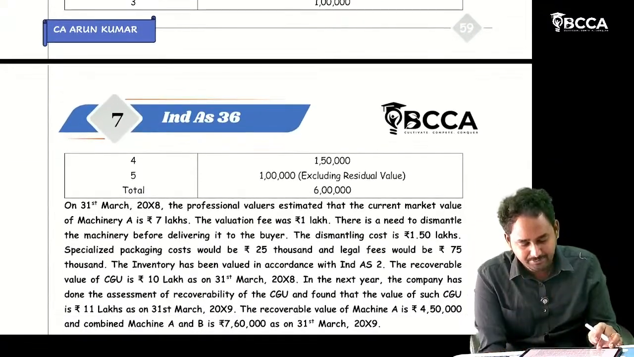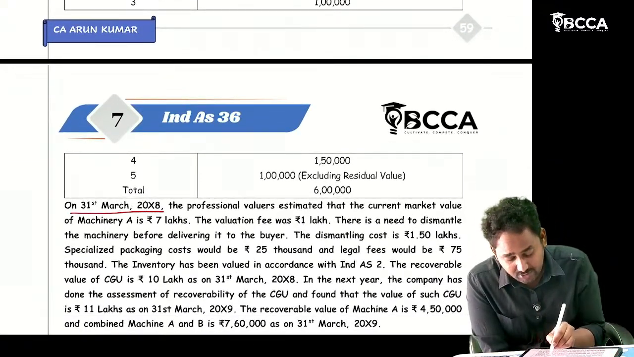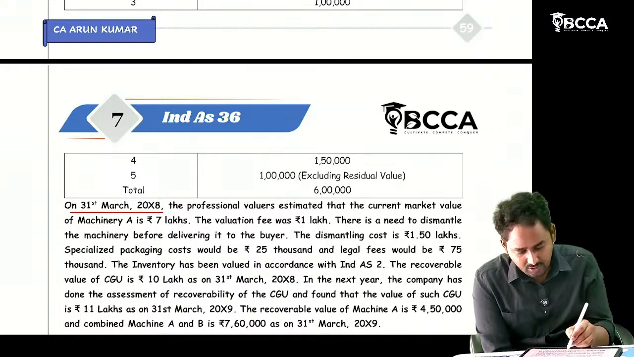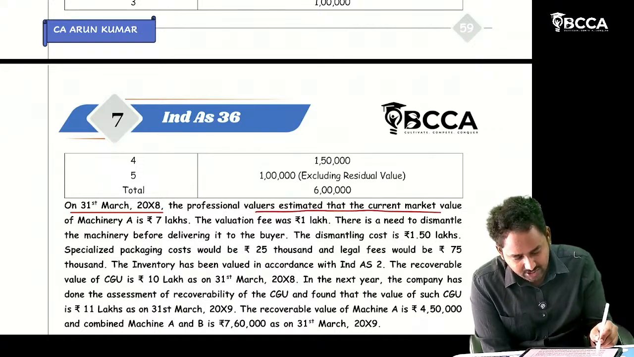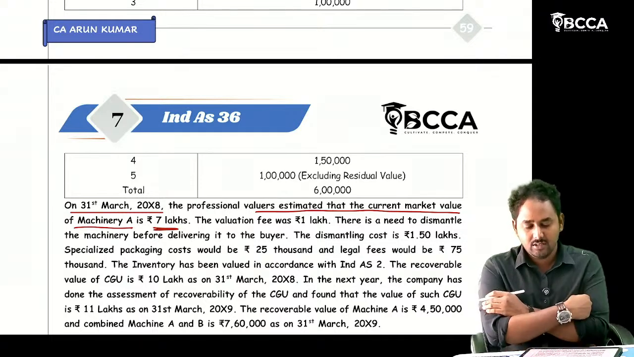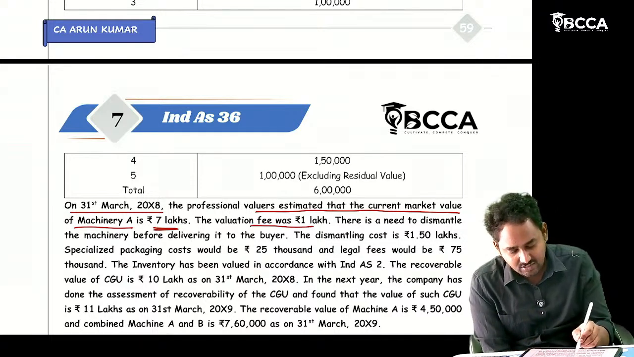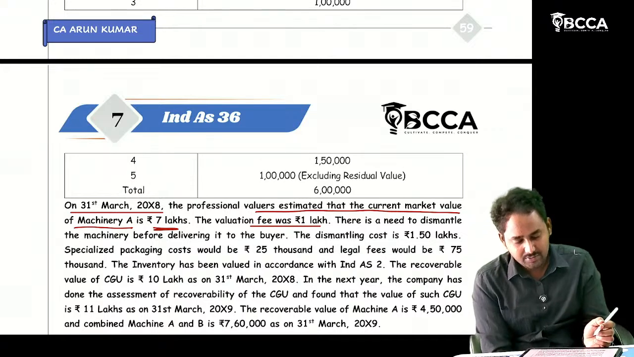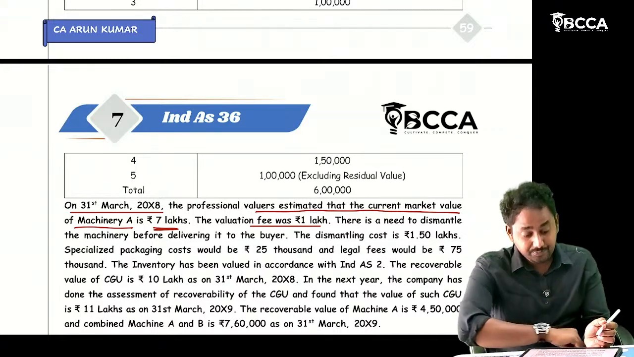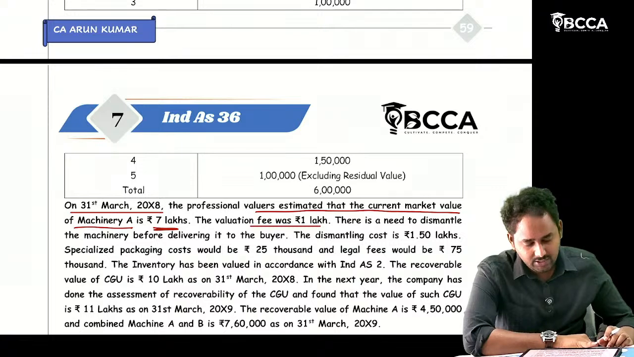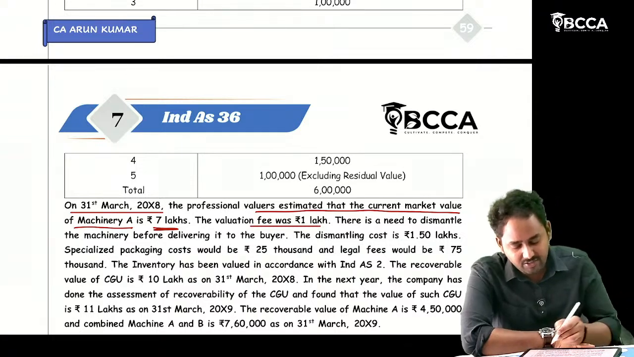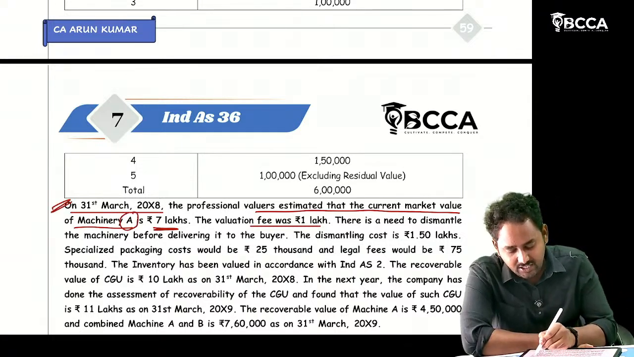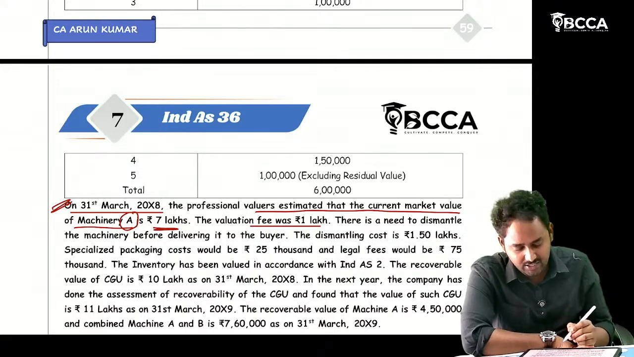Now what happened? On 31st March 2008, the professional valuers estimated that the current market value of machinery A is 7 lakhs. The valuation fee is 1 lakh. So what is the fair value here? The fair value of machinery A as on 31st March 2008 was 7 lakhs. The valuation fee is 1 lakh.